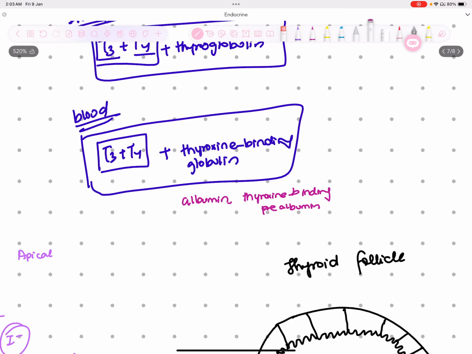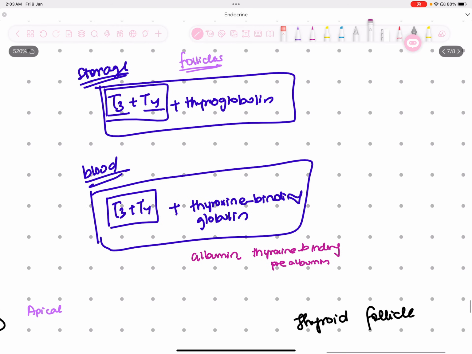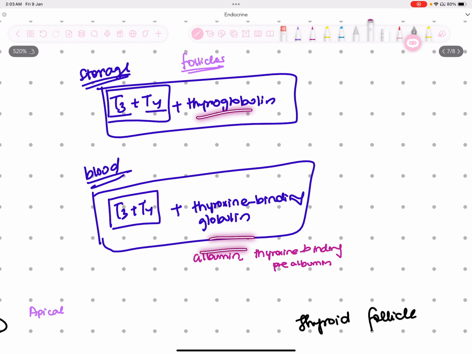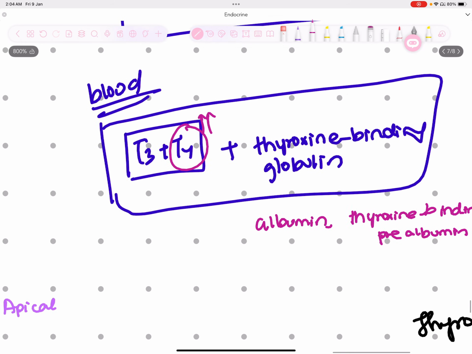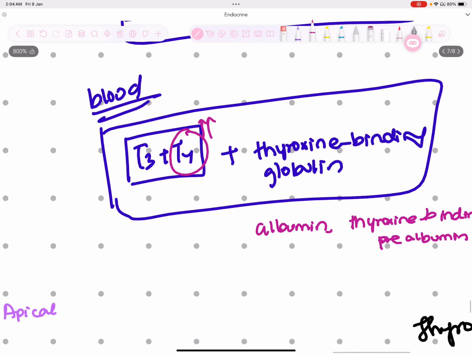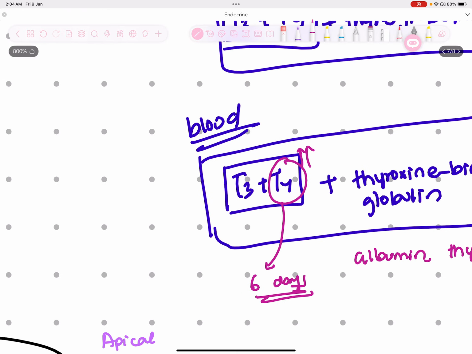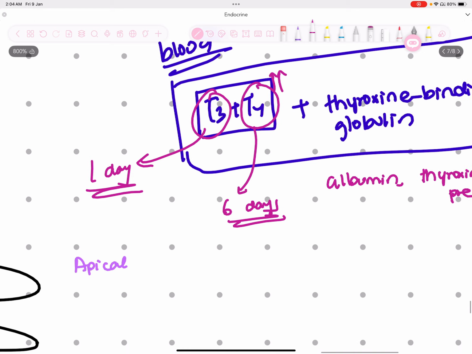And there's high affinity of plasma binding proteins for the thyroid hormone, especially for T4. So T4 has very high affinity. That's why it's slower to be released, and after almost 6 days, T4 is released. Whereas T3, triiodothyronine, has lower affinity, so it's very weakly bound. That's why it's released after every day. So basically, after a 1 day gap, T3 is released.